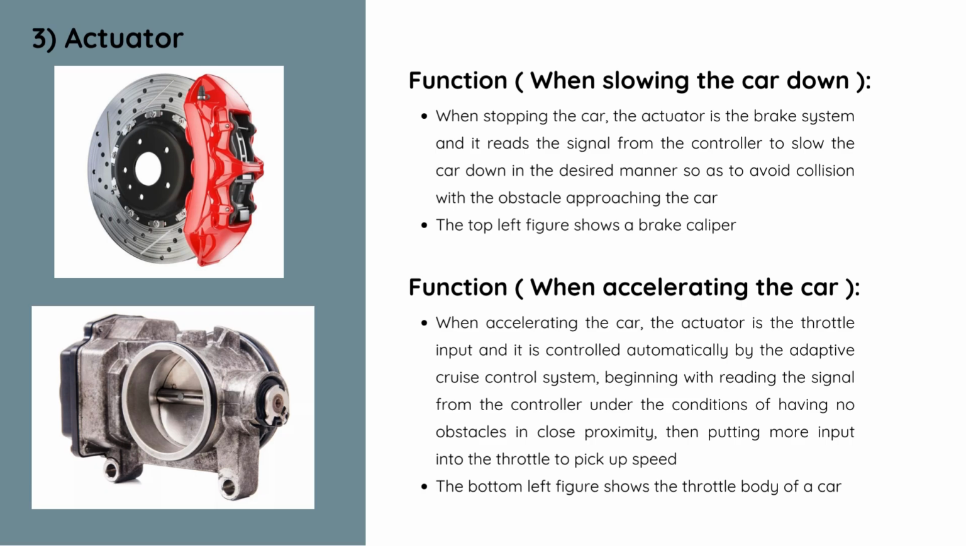When it comes to accelerating the car, the actuator is the throttle input, and it is controlled automatically by the adaptive cruise control system, beginning with reading the signal from the controller under the conditions of having no obstacles in close proximity, then putting more input into the throttle to pick up speed. The bottom left figure shows the total body of a car.